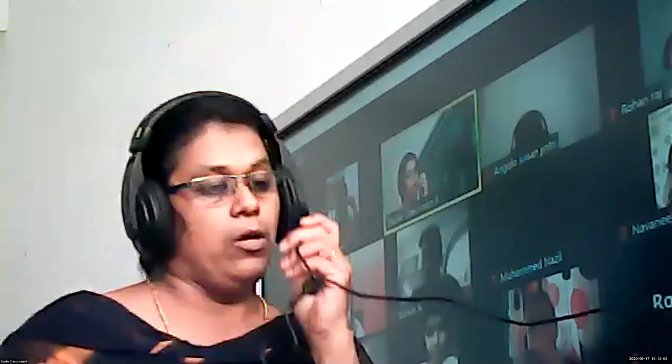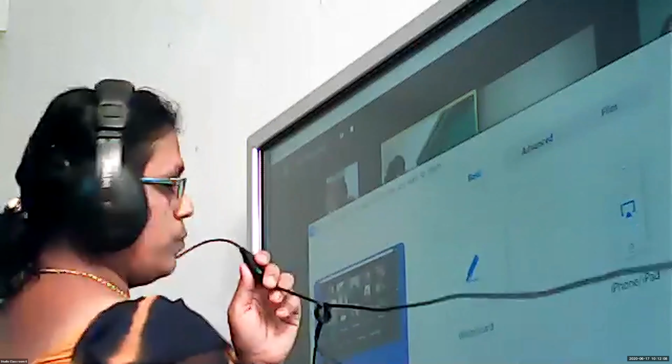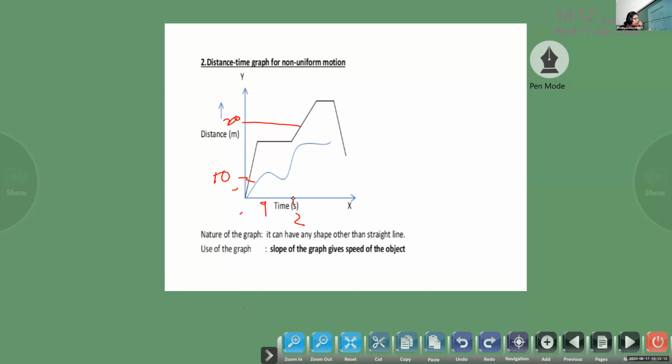Okay. So we go back to the class now. Non-uniform motion: maybe in 1 second it is 10 meter, next 2 seconds it may be around 30 meter, then next 3 seconds it is 40 meter. So there is no equality in distance, and also no equal spacing between the time intervals. So that is what we learn: the distance-time graph for non-uniform motion.